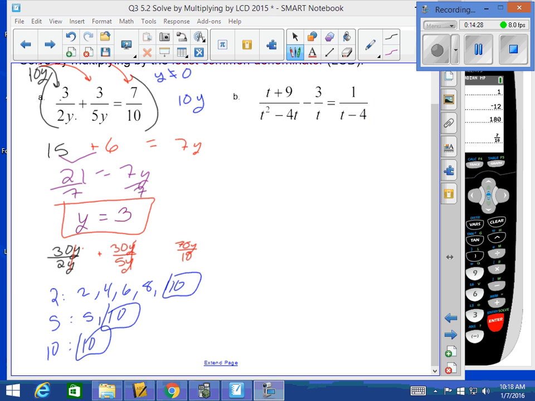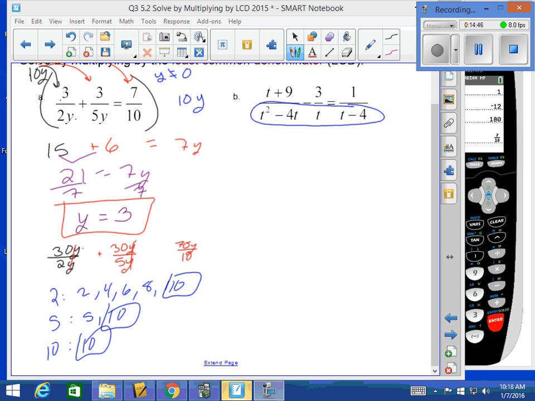On this next problem, again, I don't want to work it out with the fractions, so anytime I have fractions in an equation, my first step is always to get rid of those fractions. So I figure out what the least common denominator would be and multiply by that. So again, focusing in on my denominators.